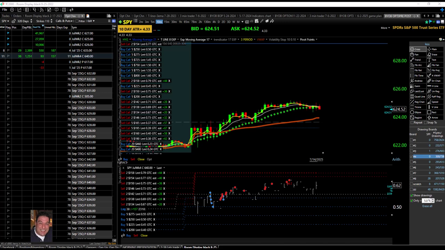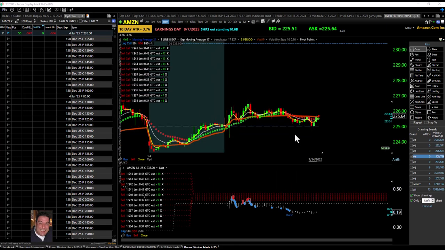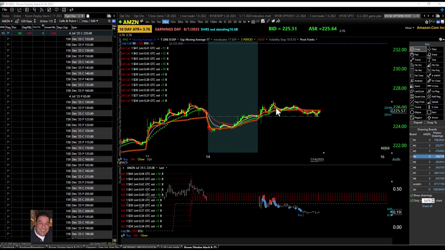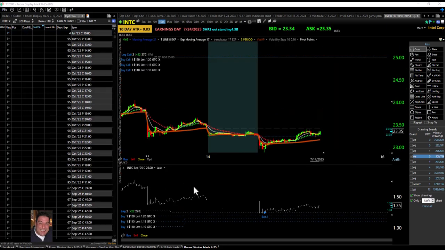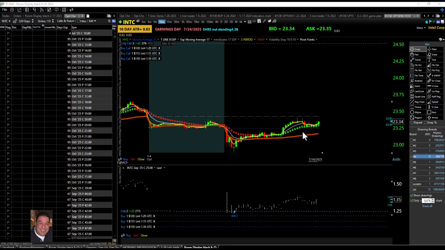Made some money on some Amazon calls, which are right here. Made $9 on those. I was expecting price to take off, but it just went sideways. I got sell orders in case price finally does decide to make a move off of this base. Intel: I bought some Intel calls into the dip here, and I did not sell any yet. Again, 10-minute uptrend over VWAP right there.